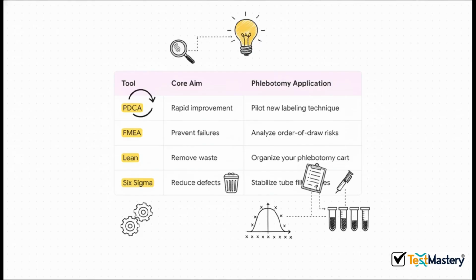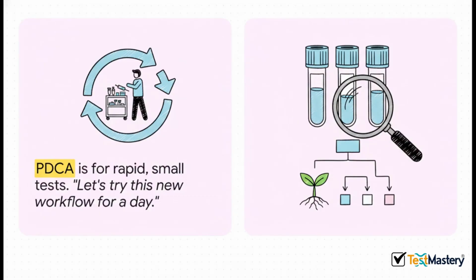Same idea here. For a quick, small-scale test, like trying a new labeling method, you'd use PDCA. To make your workflow more efficient, like organizing your cart, you'd use Lean. And for those really tough, high-stakes problems, like figuring out why your citrate tubes are underfilled, you bring out the big guns, Six Sigma. Now, for the exam, you'll likely need to know when to use which tool.